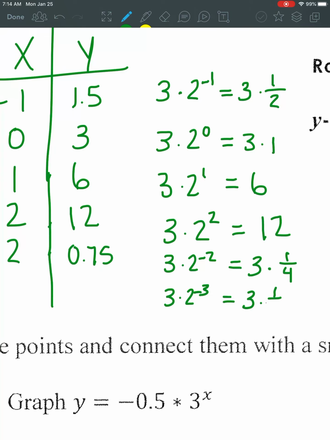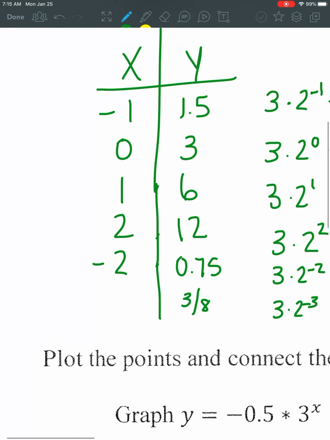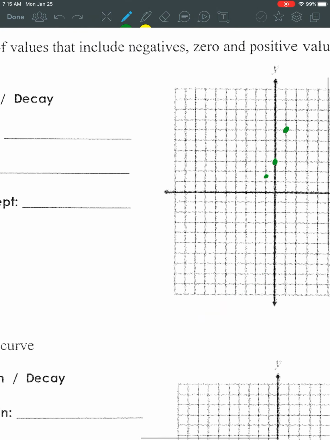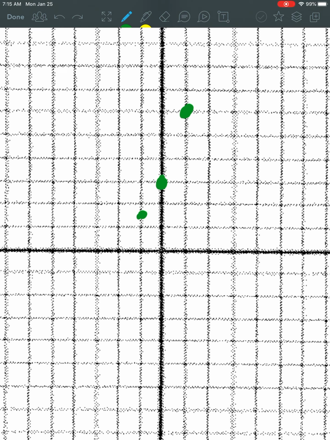And then I'm also going to do negative 3. So that would be 1/8. 3 times 1/8. And you're going to pay attention to what happens here. I'm going to keep that one as a fraction, as long as you're able to plot these.